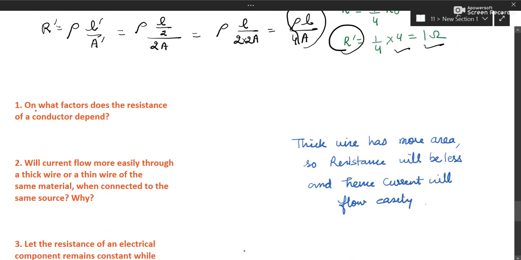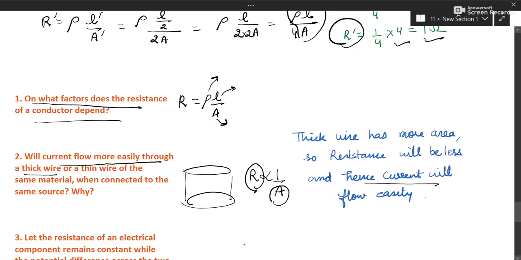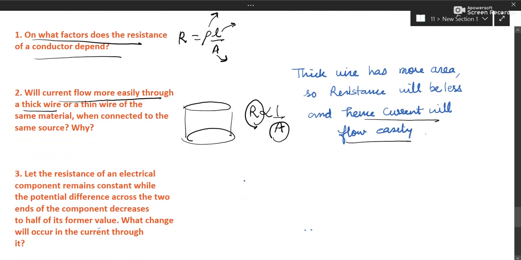Then few more. On what factors does resistance depend? The resistance depends on rho L by A, that is, nature of material, length of material, and it is inversely proportional to area. Okay, you can write like this. Will the current flow more easily through thick or thin wire? So in thick wire, area is more, so resistance will be less. So current will flow easily through thick wire.